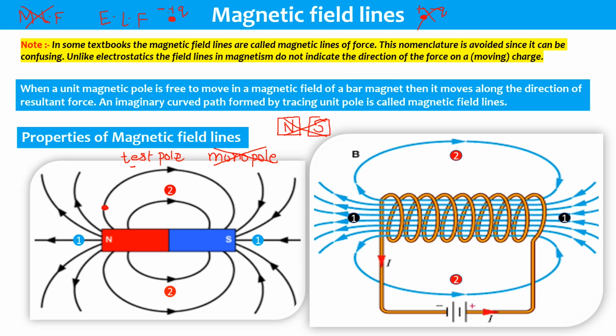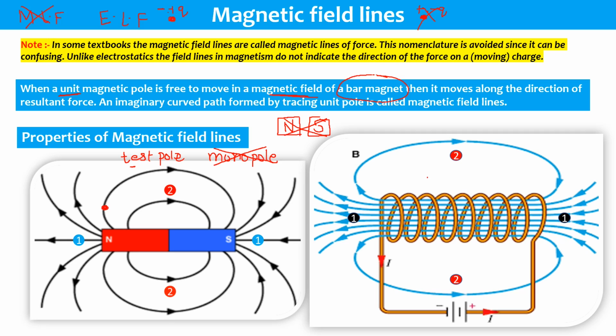Okay, so what is going on? This is a very simple definition, so let us read. When a unit magnetic pole, unit meaning one in magnitude, which is very small, is free to move in a magnetic field, so if you are drawing this, there should be the magnetic field of a bar magnet. I am writing here bar magnet, or you can call it a coil. Then it moves along the direction of the resultant force.